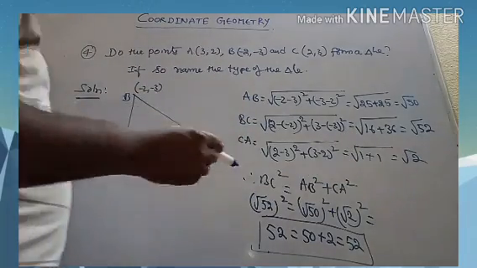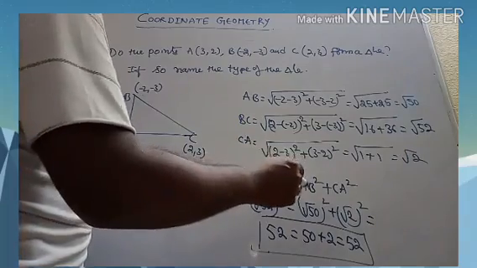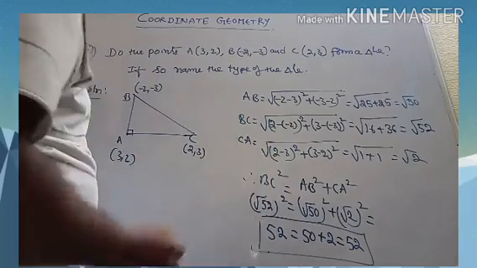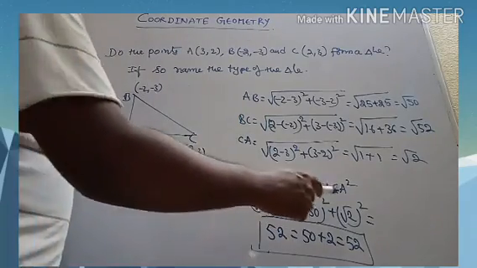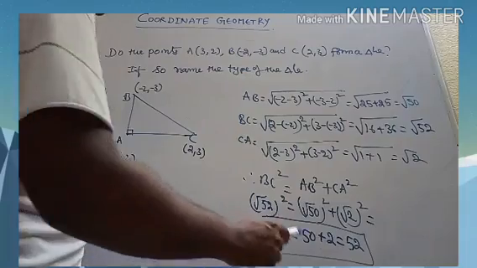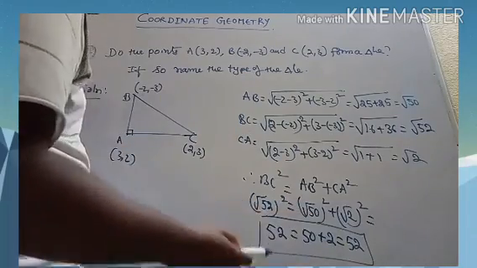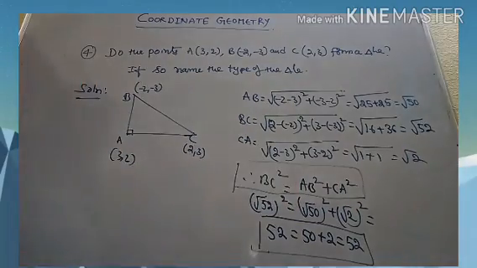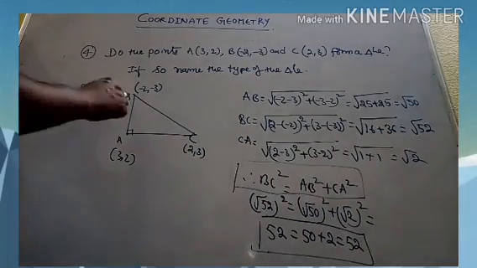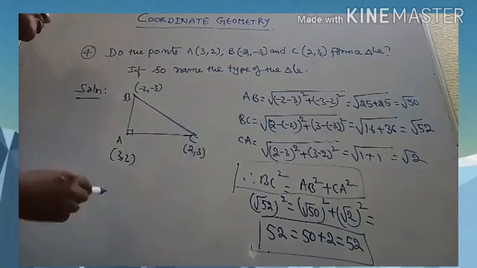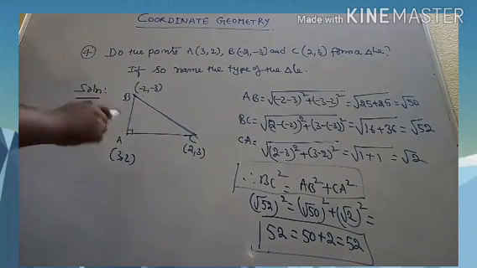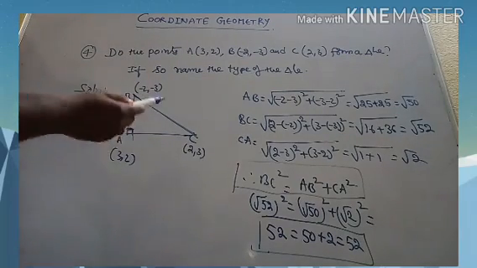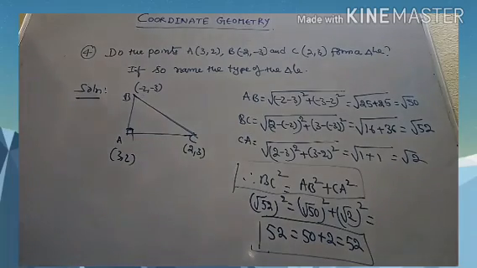And we can easily observe that here BC square is equal to AB square plus CA square. BC square is root 52 whole square, which is equal to root 50 whole square plus root 2 whole square. That means 52 equals 50 plus 2, that is 52. That means this property is satisfied: BC square is equal to AB square plus CA square. That's why BC is acting as the hypotenuse and the other two sides are acting as legs. Therefore, it is a right angled triangle, right angled at A. In this way, you can do this particular problem.